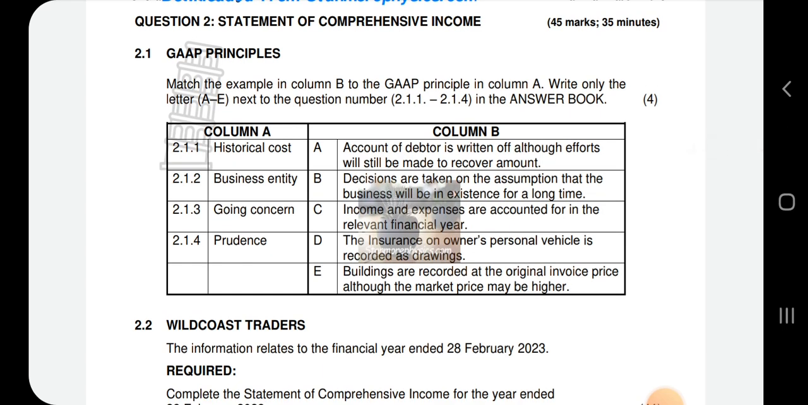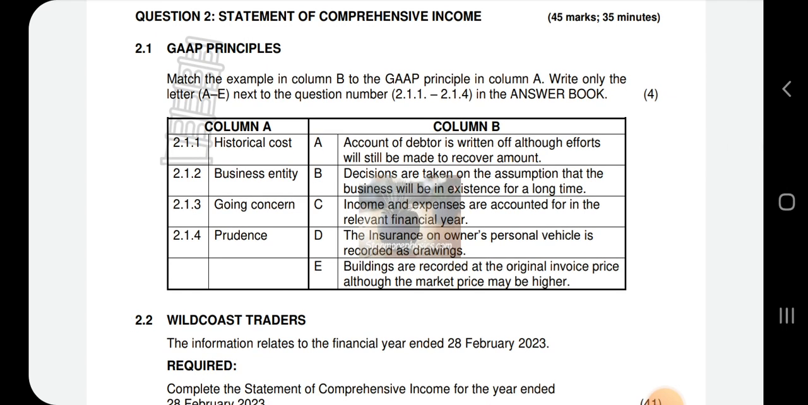Going concern means that the business will continue in future. There's an assumption that the business will continue in future. So for business entity, it's D, and for 2.1.1, historical cost is E. So going concern is that the business will continue in future.